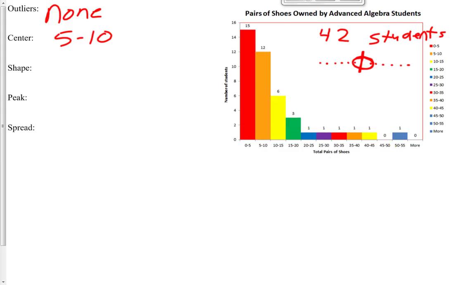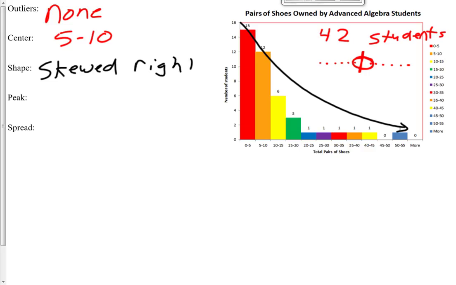Let me know if you have any questions on that, if you need more explanation when you get to class tomorrow. The shape, I think we would all agree that this skews down to the right. So it's skewed right is our shape. The peak, what is the highest bar? The highest bar is the 0 to 5 bar. 0 to 5 is going to be our peak.